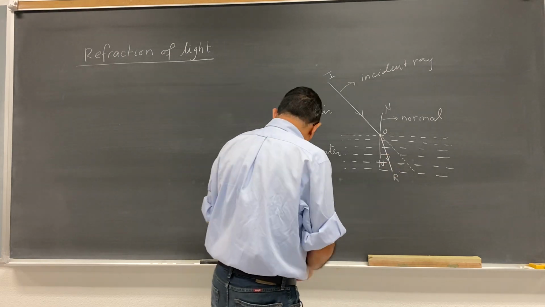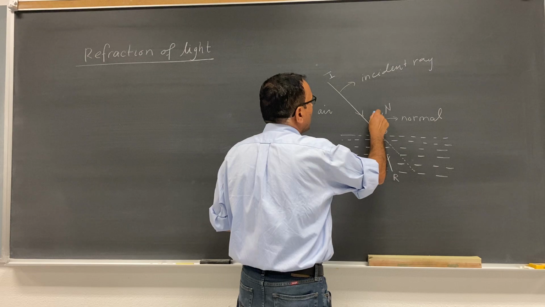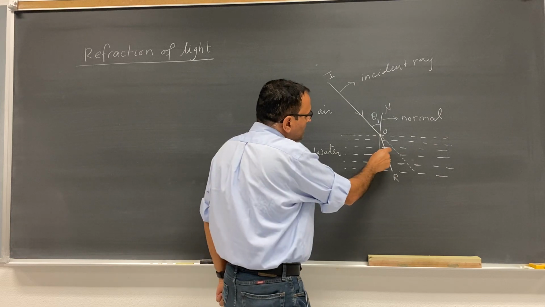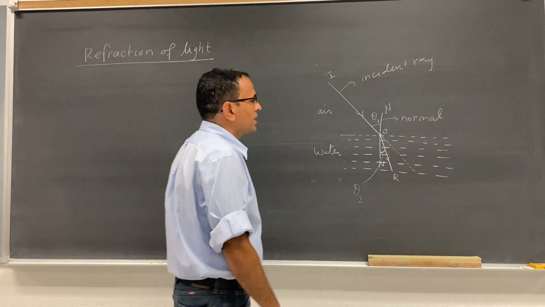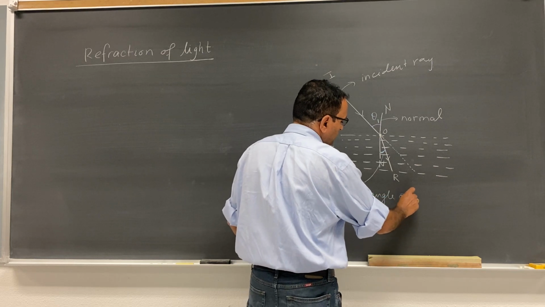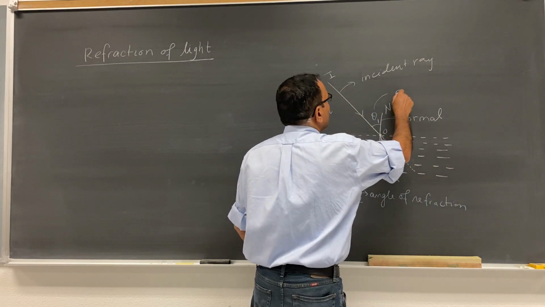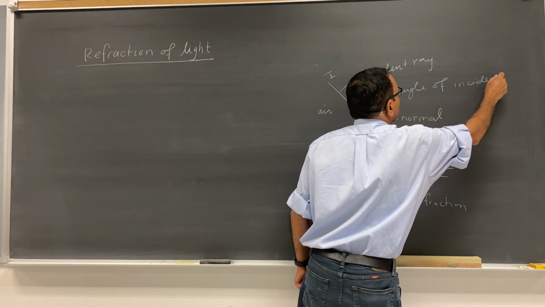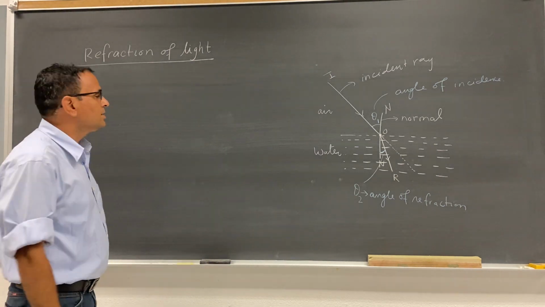Now this angle, you can call theta 1, this is your angle of incidence, the angle made by the incident ray with the normal. And this angle, you can call theta 2, this is your angle of refraction. And what we need to do here is apply Snell's law.